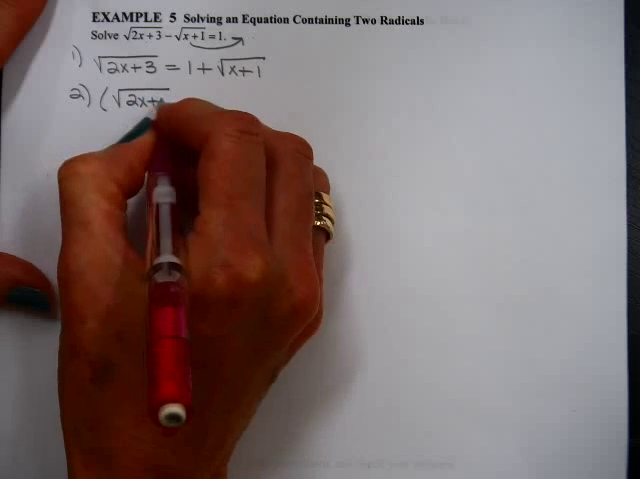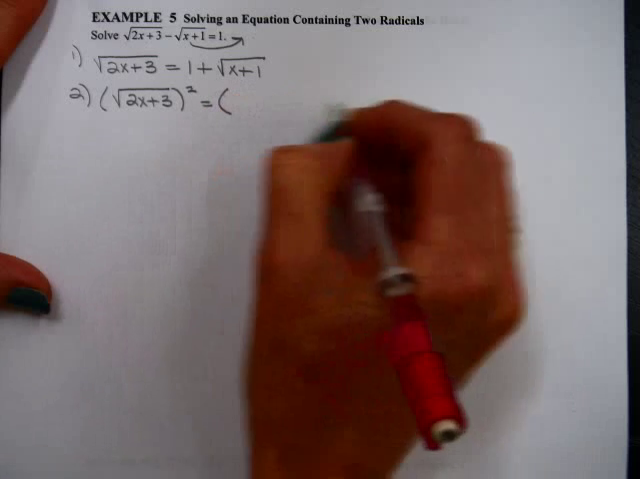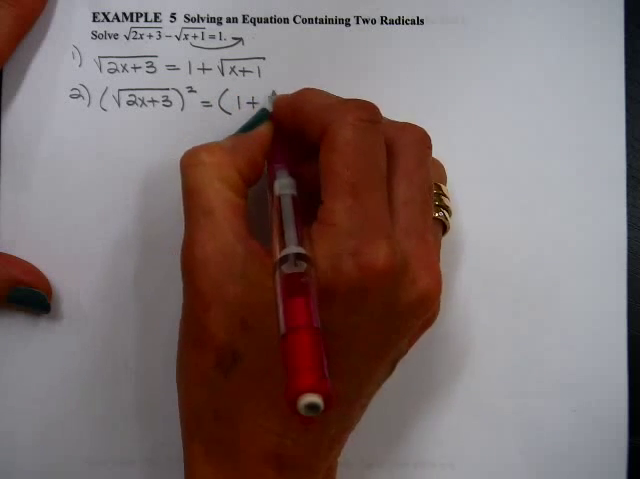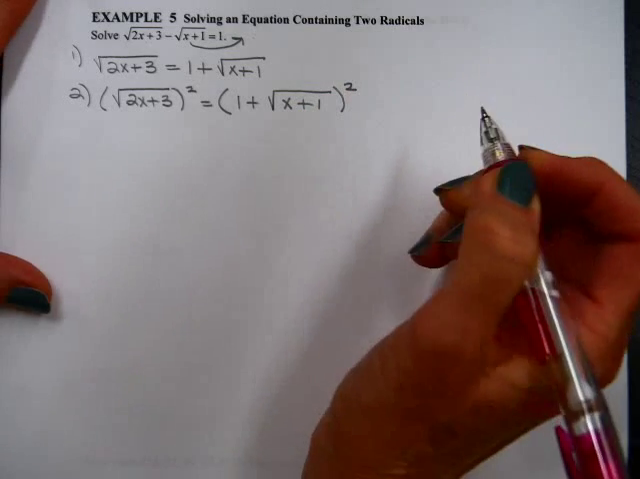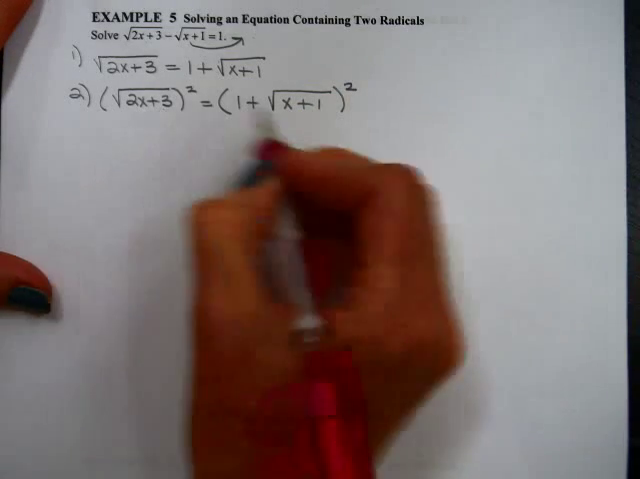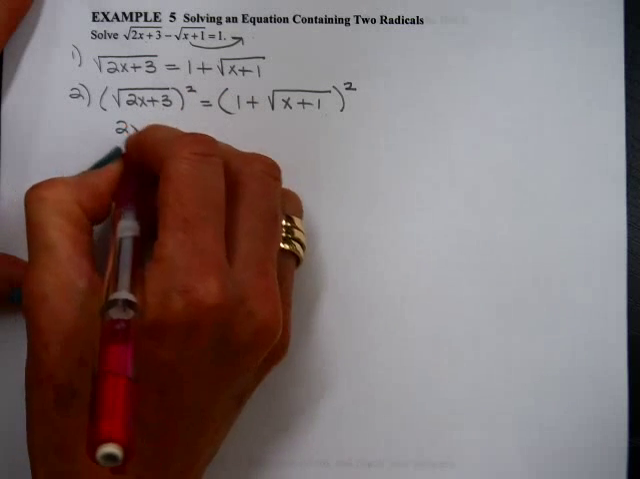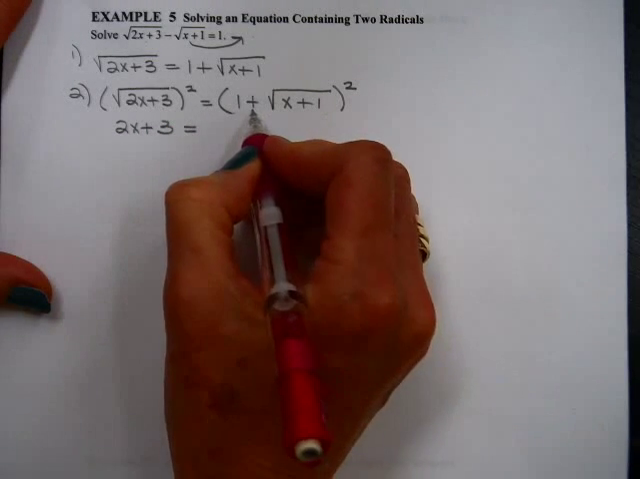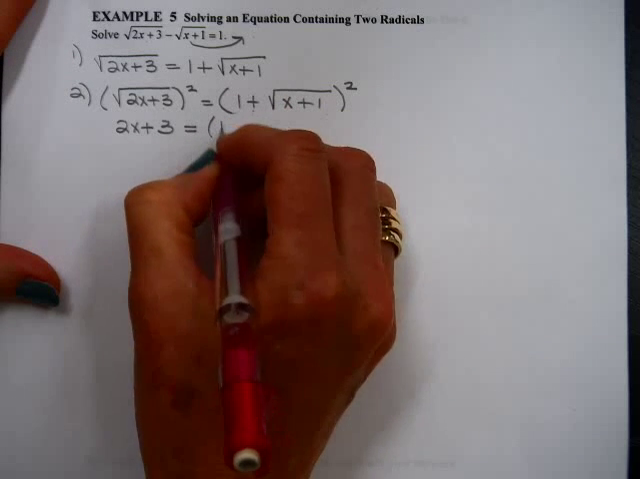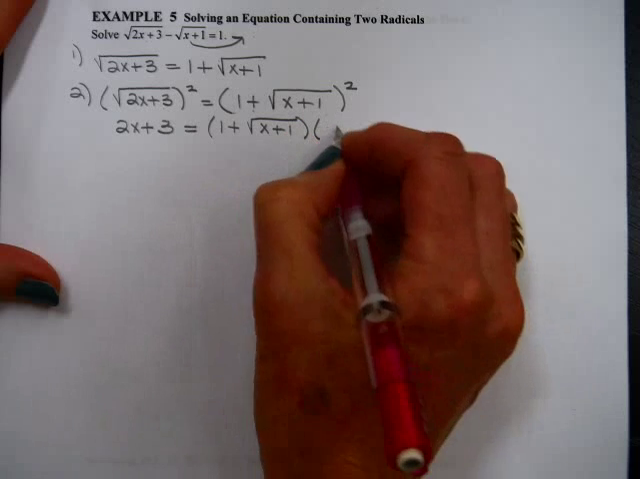Now make sure you square these correctly. You square this side of the problem, and you square this side of the problem. Square this side, square this side. When you square the square root, you have 2x plus 3 equals. This is a binomial because of the plus sign. So we actually have to write this twice, and we are going to have to FOIL it out.